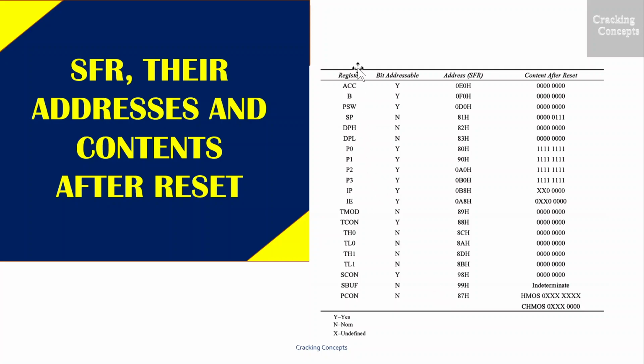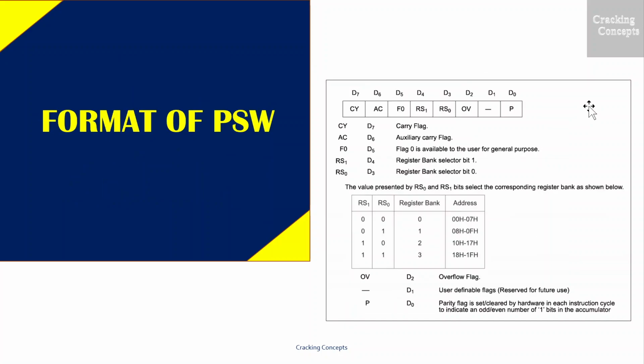So the first column here gives us the names of the registers. The second column shows whether they are bit addressable or not. The third column gives their SFR addresses, and the fourth column contains the content they have after a reset. The bit addressable register, that is the program status word register, has the given format. It has 8 bits starting from D0 to D7.